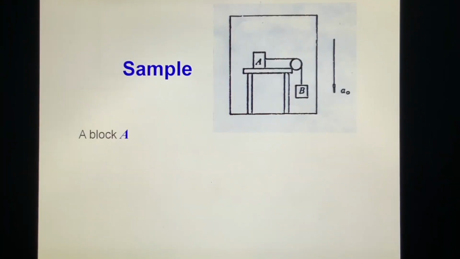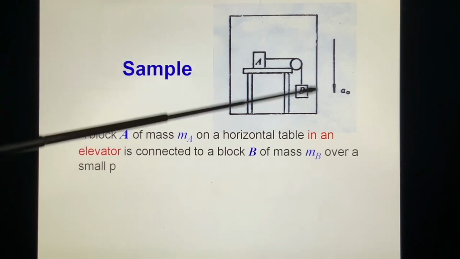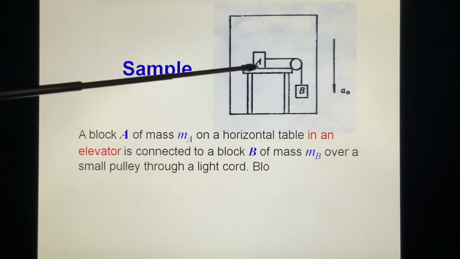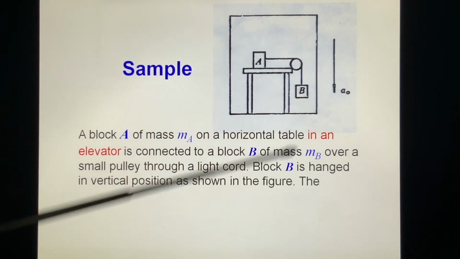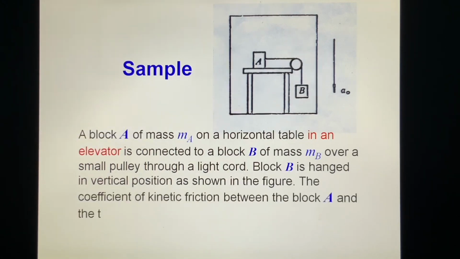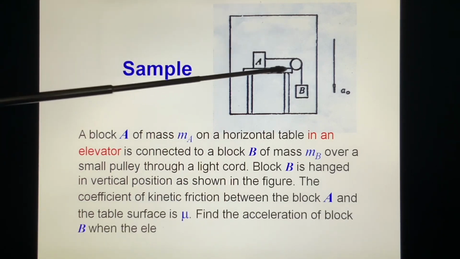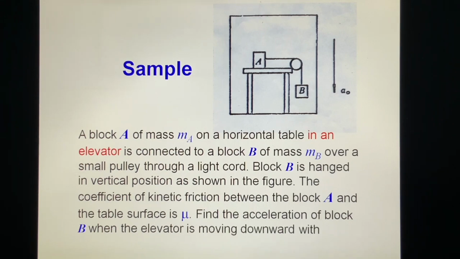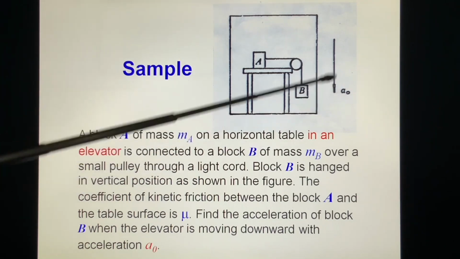Sample. A block A of mass MA on a horizontal table in an elevator is connected to a block B of mass MB over a small pulley through a light cord. Block B is held in vertical position as shown in the figure. The coefficient of kinetic friction between block A and the table surface is mu. Find the acceleration of block B when the elevator is moving downward with acceleration a0.